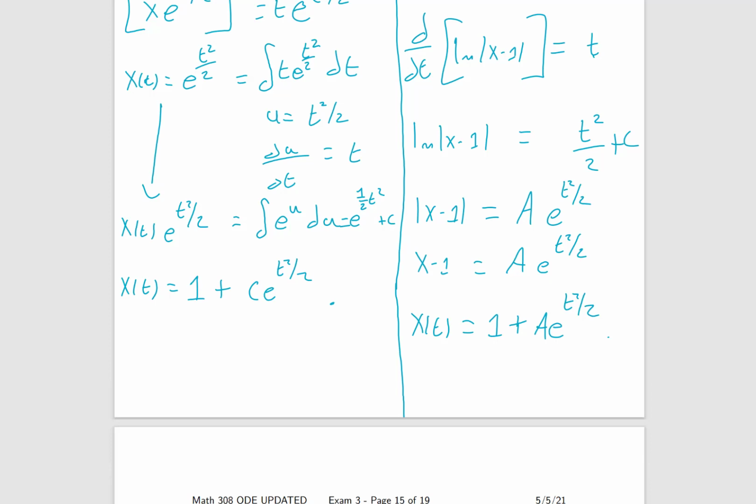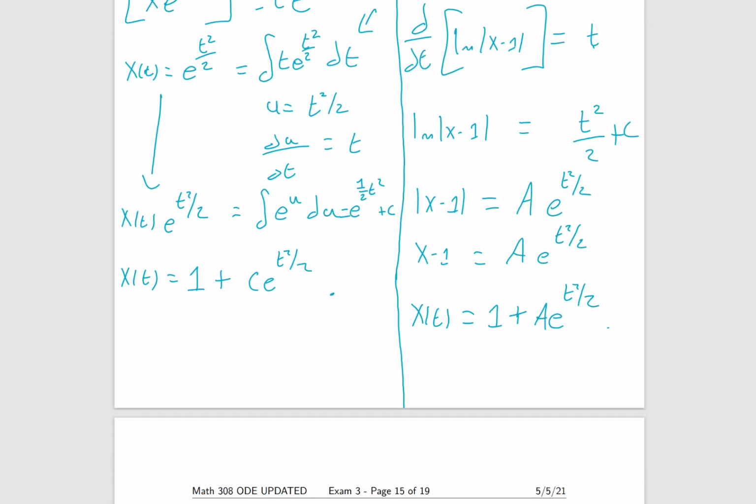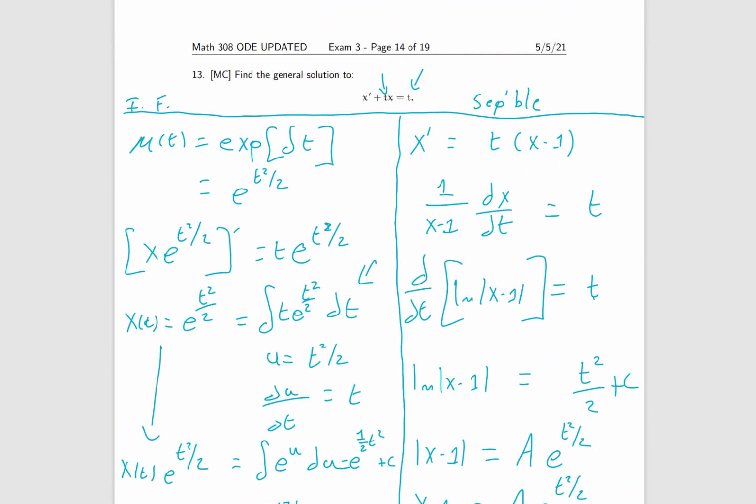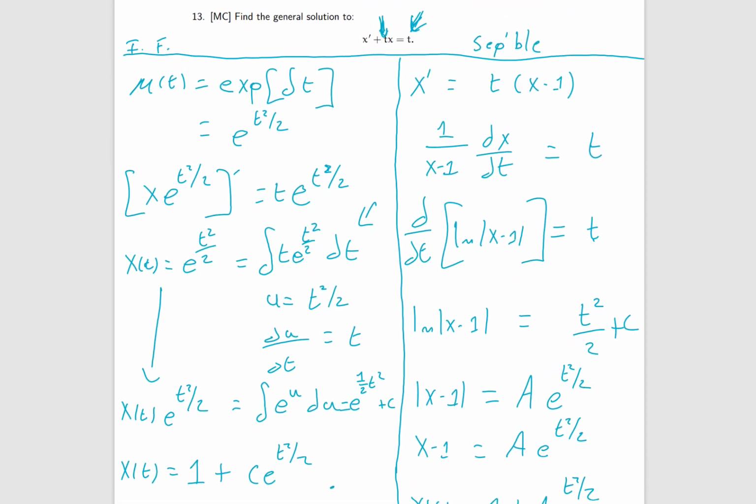Okay, and maybe you even like this method a little bit better because we didn't have to do the integral of t e to the t squared over 2. So in this particular problem, since the coefficient on x is equal to this non-homogeneous part here, we could do separation of variables. Whenever you have a first order linear differential equation, you can always do it with an integrating factor, but you can't always do it as a separable equation. But I just wanted to show you two different ways of doing it.